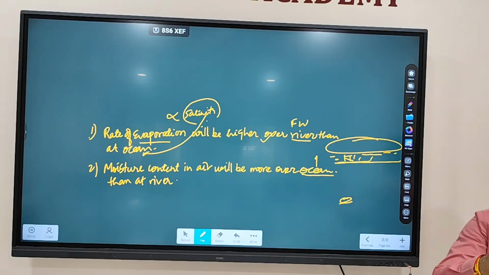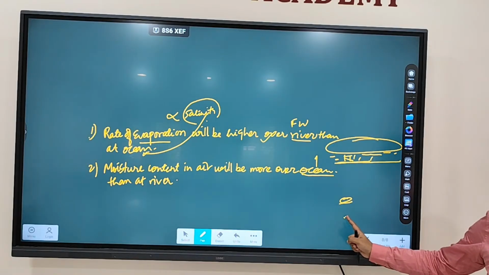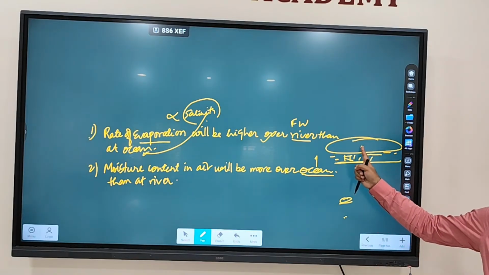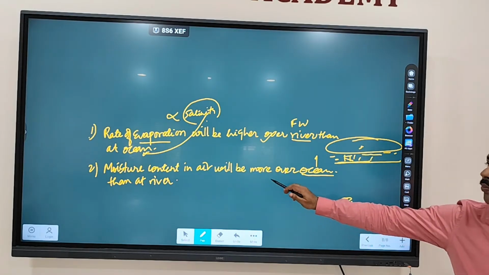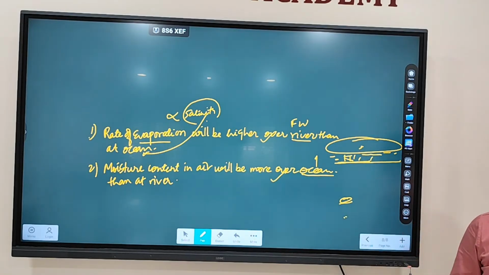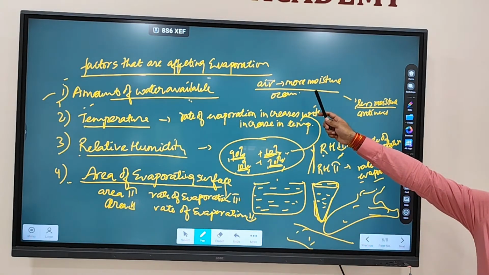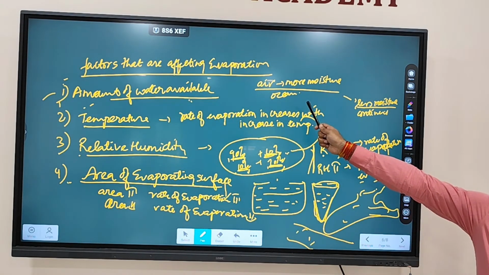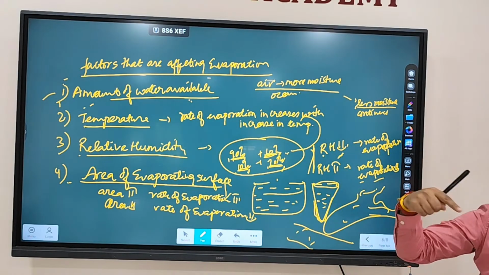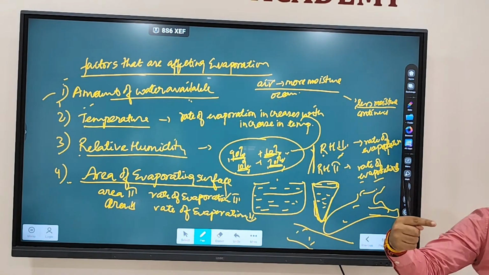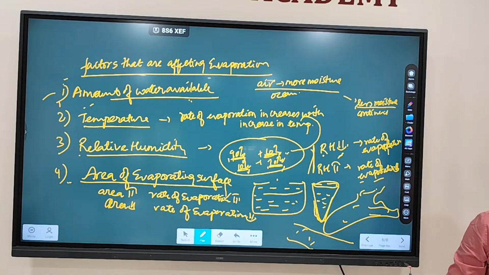That's why even if a higher rate of evaporation is there, what will happen? Air will contain lesser moisture over here, and air will contain more moisture over here. Clear? So that's why moisture content in air will be more over the ocean than at the river. So don't get confused between the first point. The first point is saying what? Amount of water available. If water available is more, then moisture content is going to be more. If amount of water available is less, moisture content is going to be less.